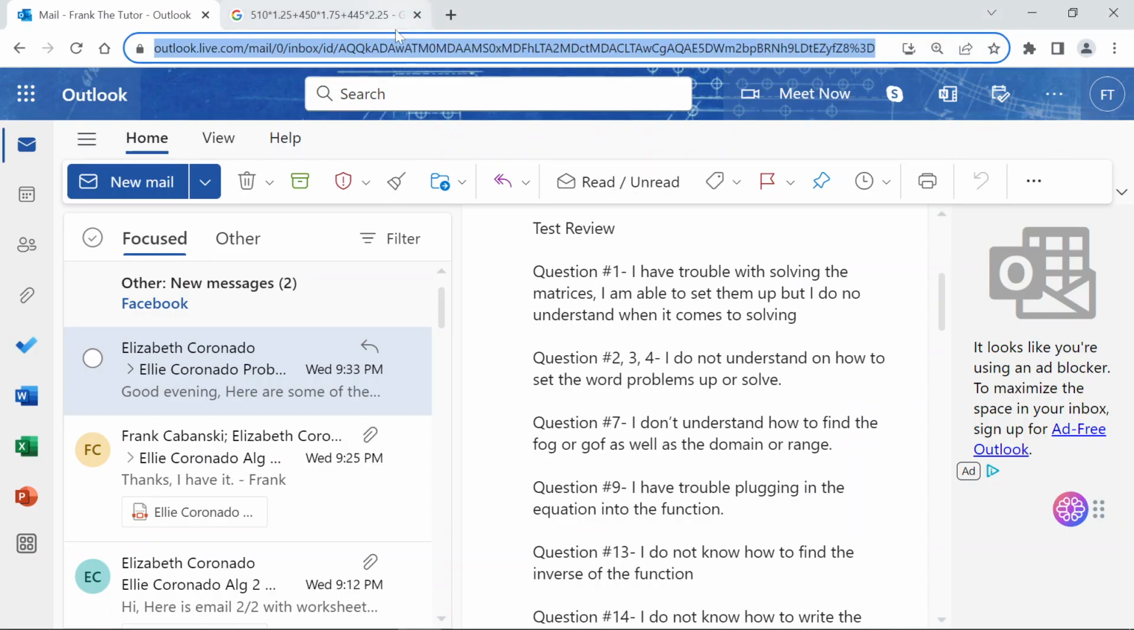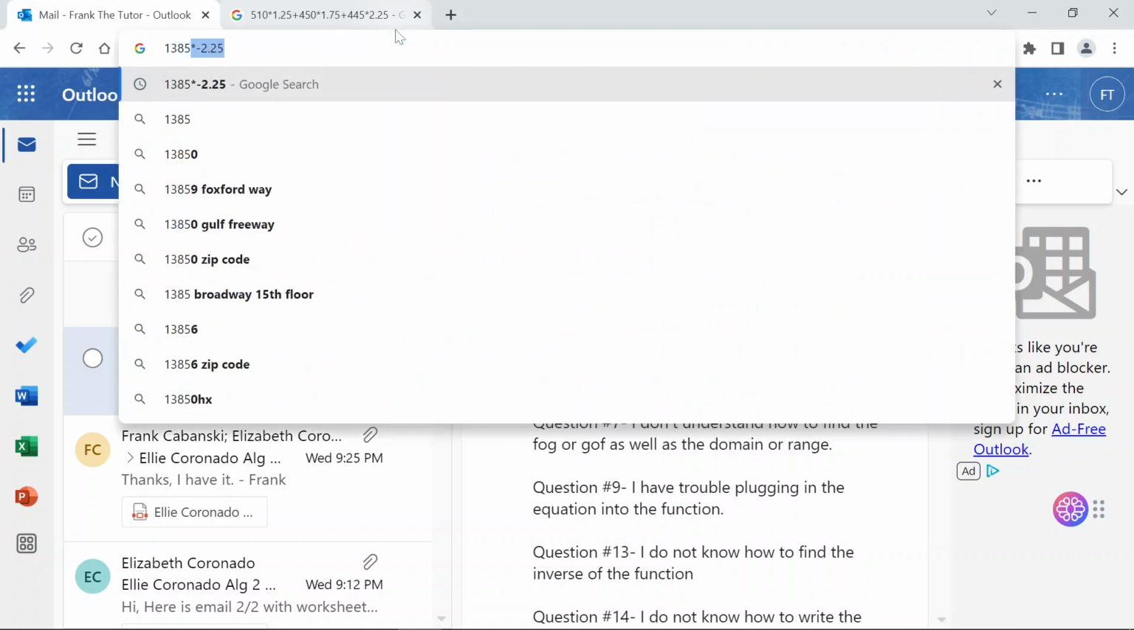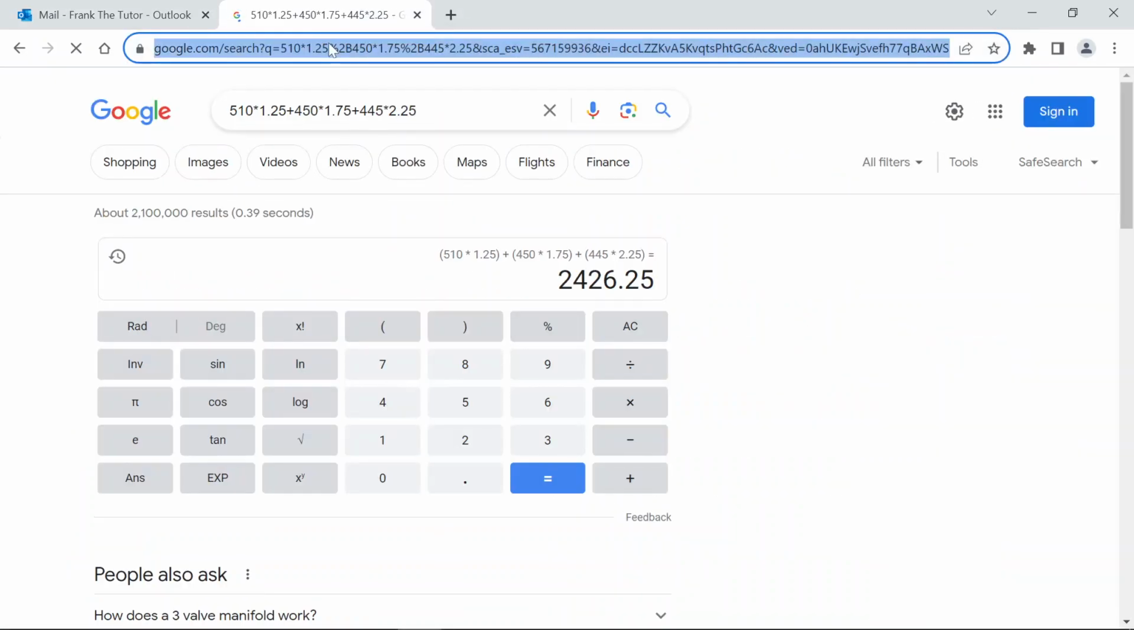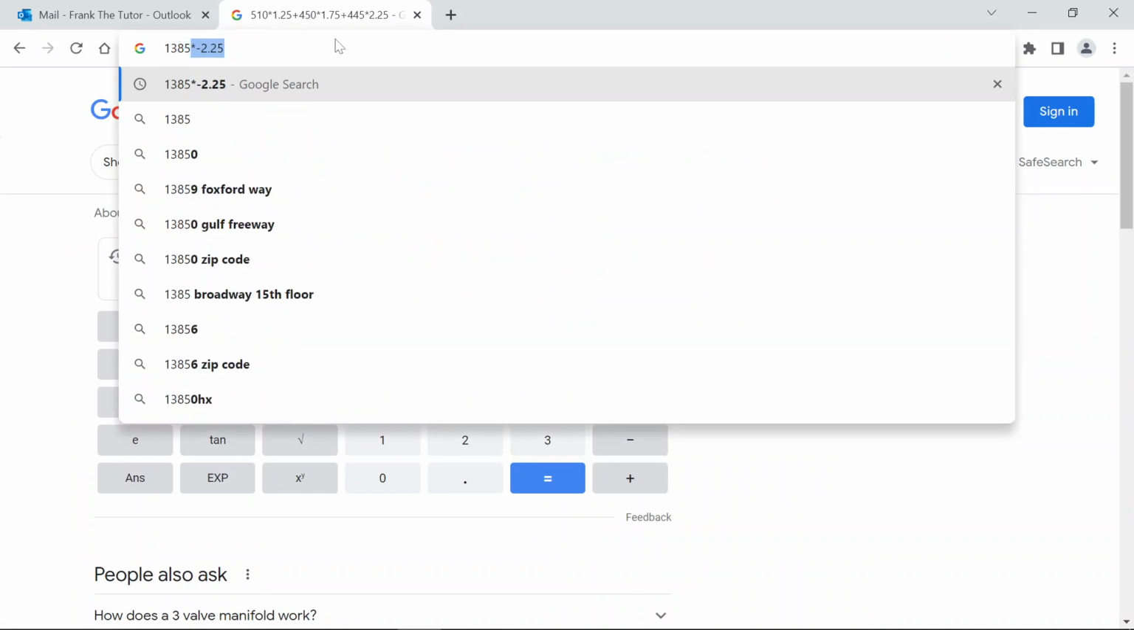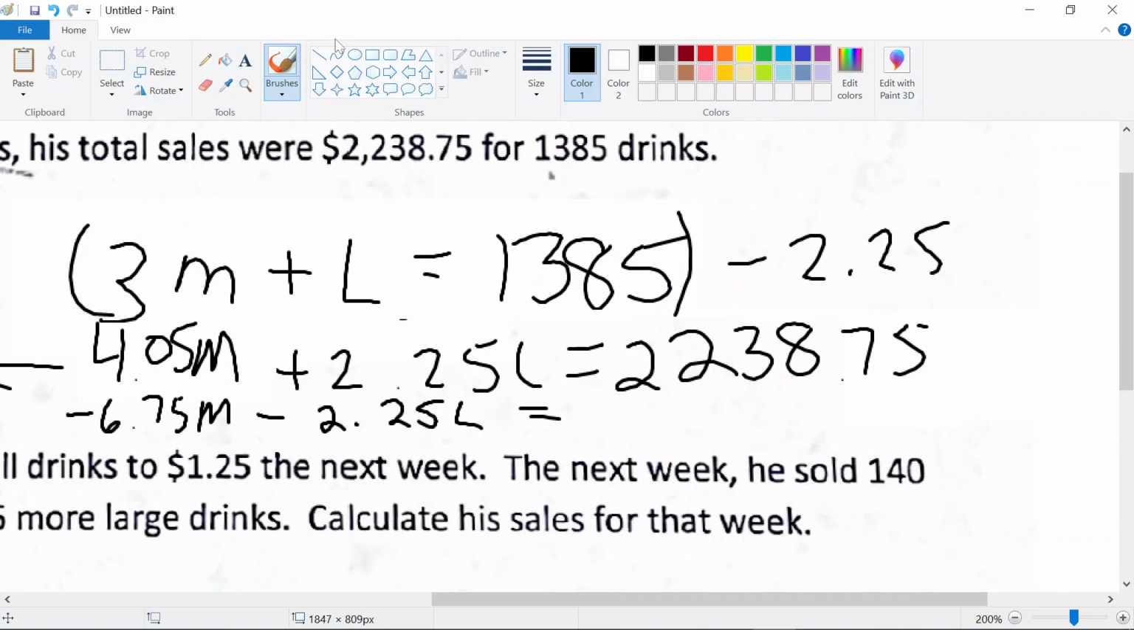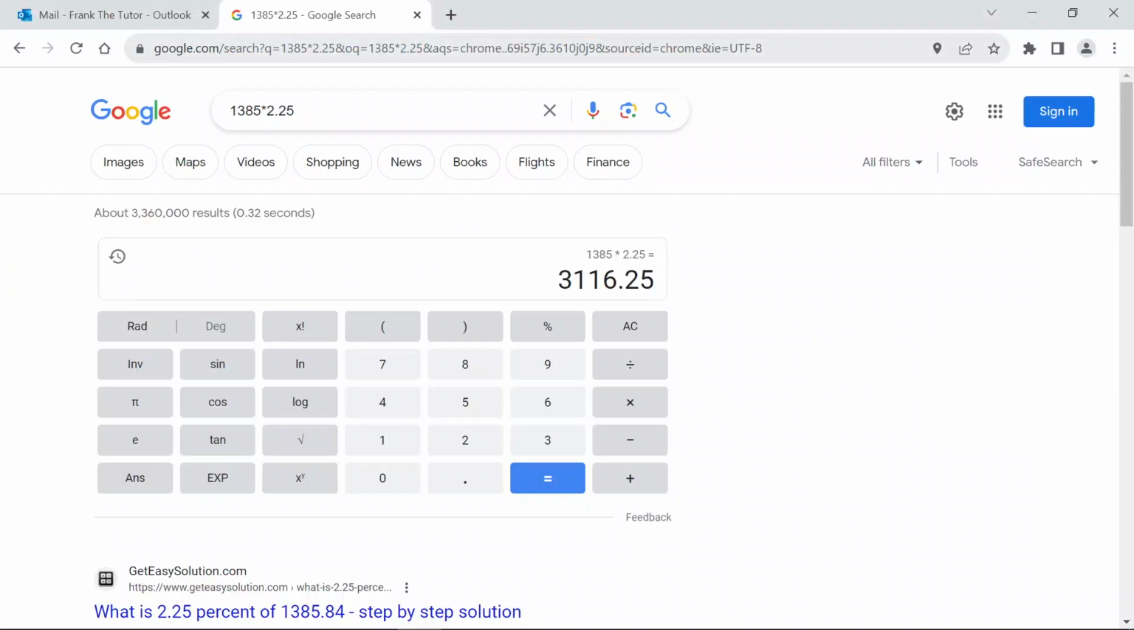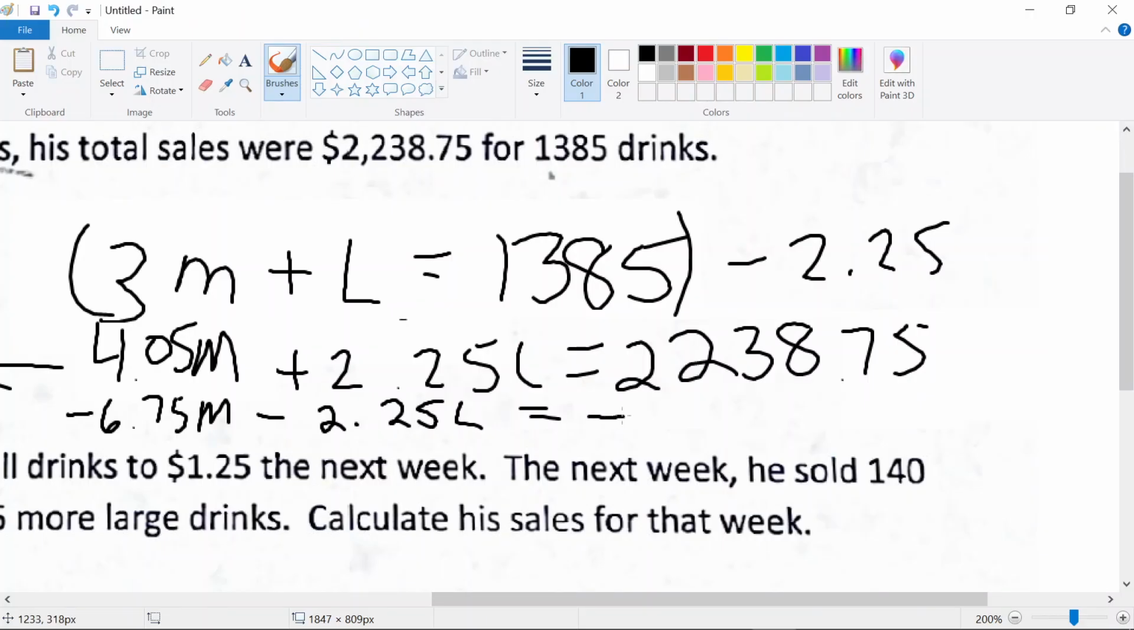Well, let's try it here. 1385, I don't want to use that one because I need that tab. 1385 times 2.25. I think those are the right numbers. 1385 times negative 2.25 is negative 3116. I think it was 3116.25. Okay, now I'm going to add these two equations.